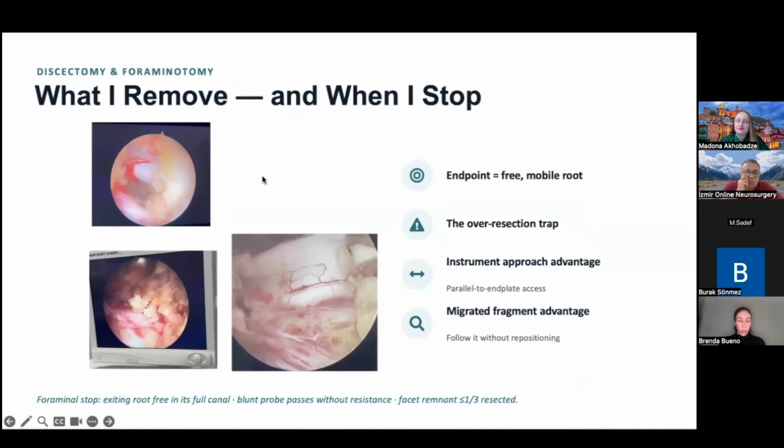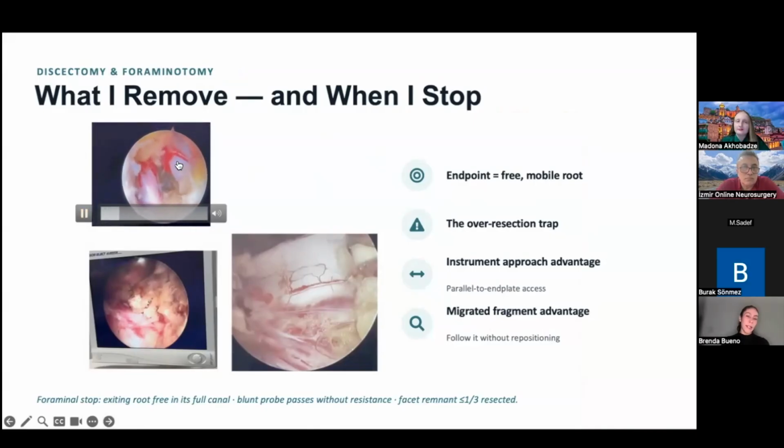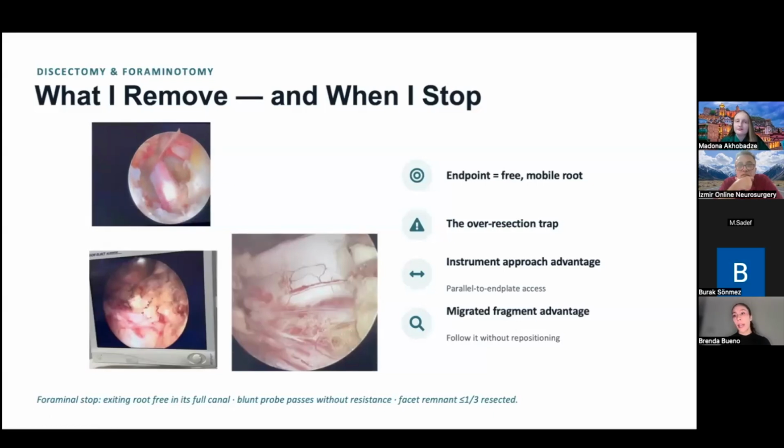So what are some endpoints you can see to be sure your decompression is okay? Well, if you see your root free or your dura pulsating, it is because you have a complete decompression. In these cases there was a herniated disc. I only remove enough flavum. I don't need to remove all the flavum ligament to do this. It is only necessary to let me reach the herniated disc and see that my root is free.